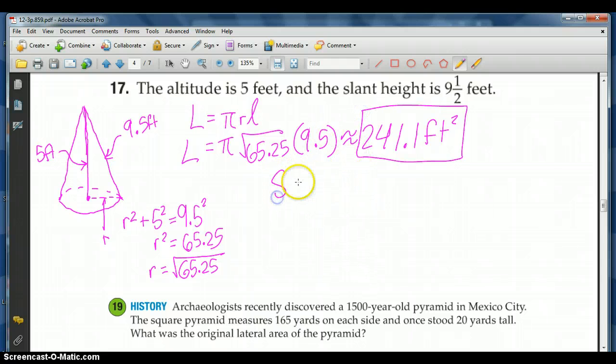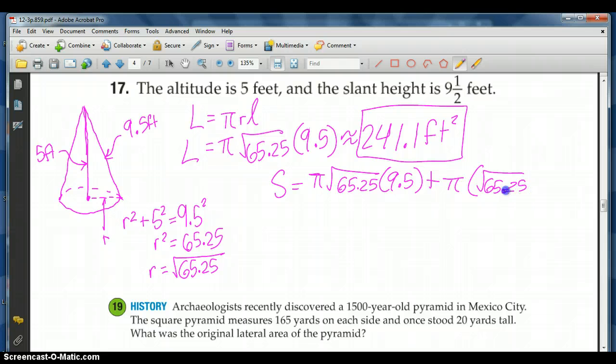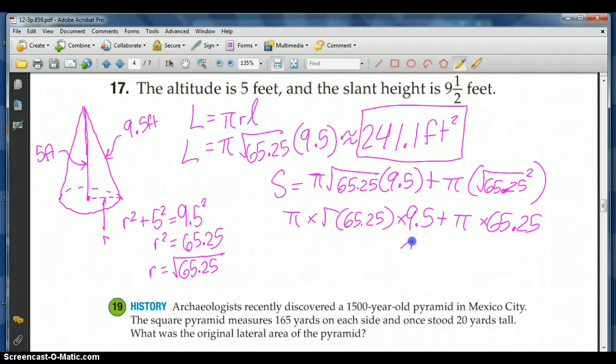Now we just need to find our surface area, which is equal to the lateral area plus the area of the base, so pi r squared, pi times the square root of 65.25 squared. Pi r squared. So when I square that, I just get 65.25. So pi times the square root of 65.25 times 9.5 plus pi times 65.25 rounds to approximately 446.1 square feet for surface area.